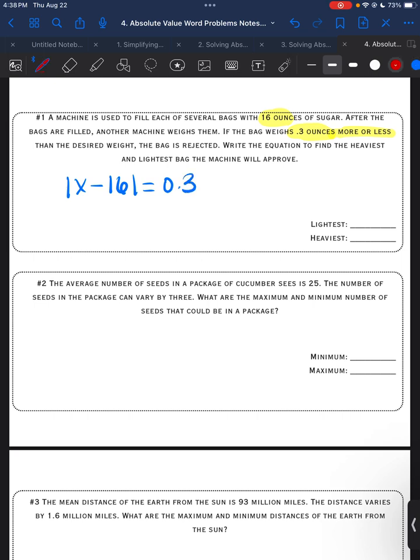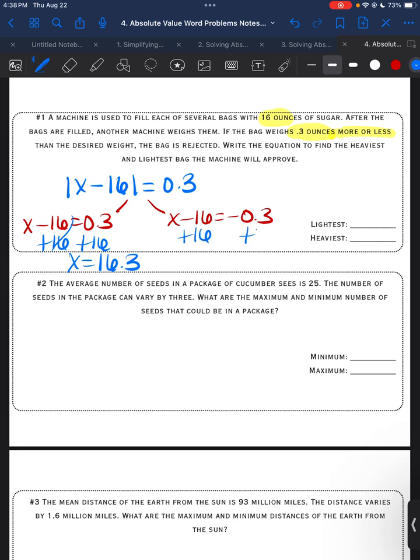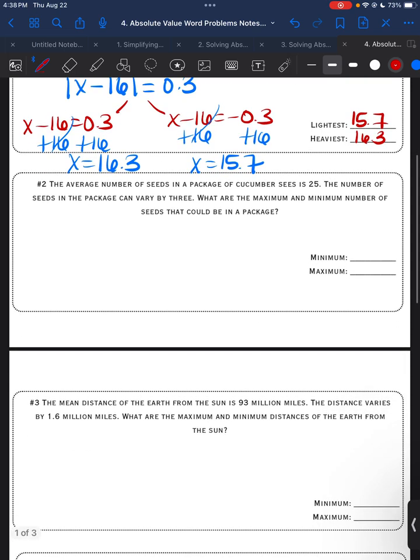So once you have this, you're going to go ahead and solve this. We're going to split it just like we've been doing. And then we're going to do plus 16 on both sides. We get x is equal to 16.3. We get x is equal to 15.7. And then we have the lightest and the heaviest. So from these two, lightest would be 15.7, heaviest 16.3. Okay, next one.